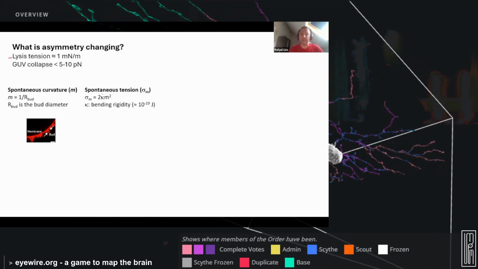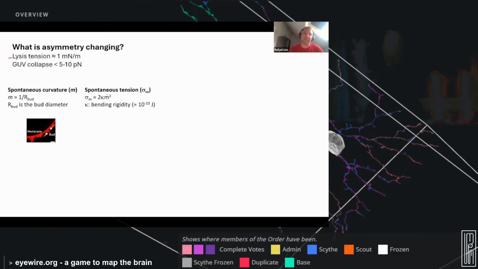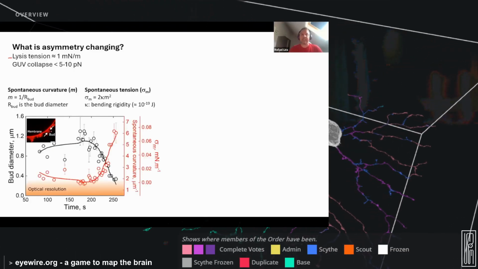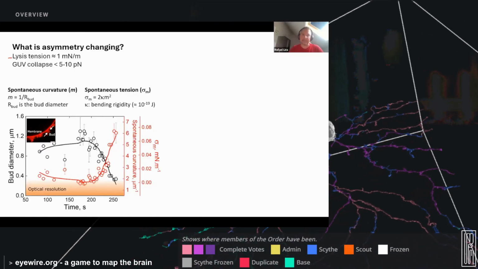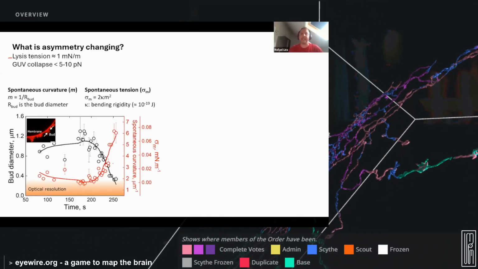If we know the bending rigidity of the membrane, which we do, and if we are able to calculate the spontaneous curvature, which we are, from the bud dimensions. So from these growth trajectories, we see that buds are initially formed after a few tens of seconds, and they shrink because the spontaneous curvature increases, so more asymmetry is created.